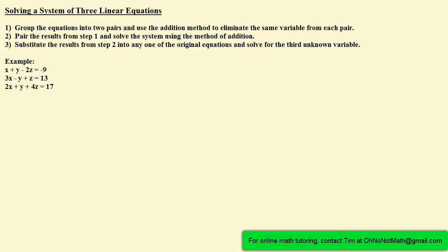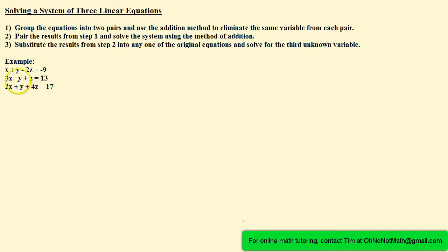We have x plus y minus 2z equals negative 9, 3x minus y plus z equals 13, and 2x plus y plus 4z equals 17. So step 1 tells us to group the equations into 2 pairs so that we can use the method of addition to eliminate the same variable from each pair. Okay, so we can take the first equation and group it with the second equation. We can take the first and group it with the third, or we can take the second and group it with the third. So let's look at the first two.